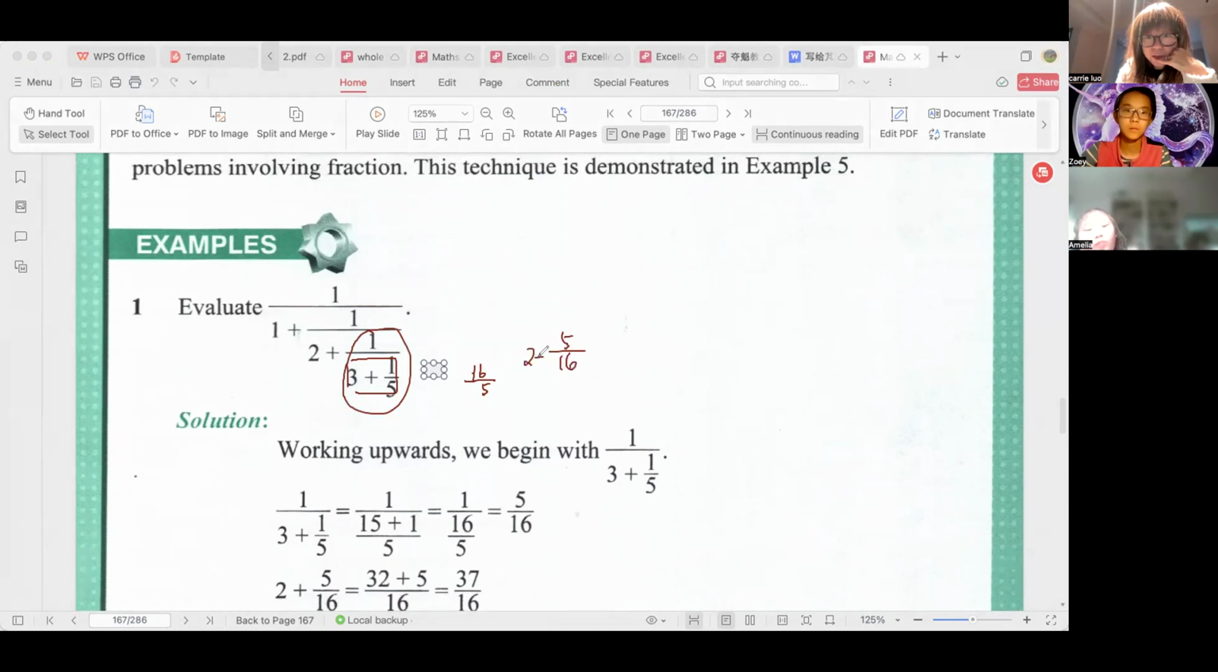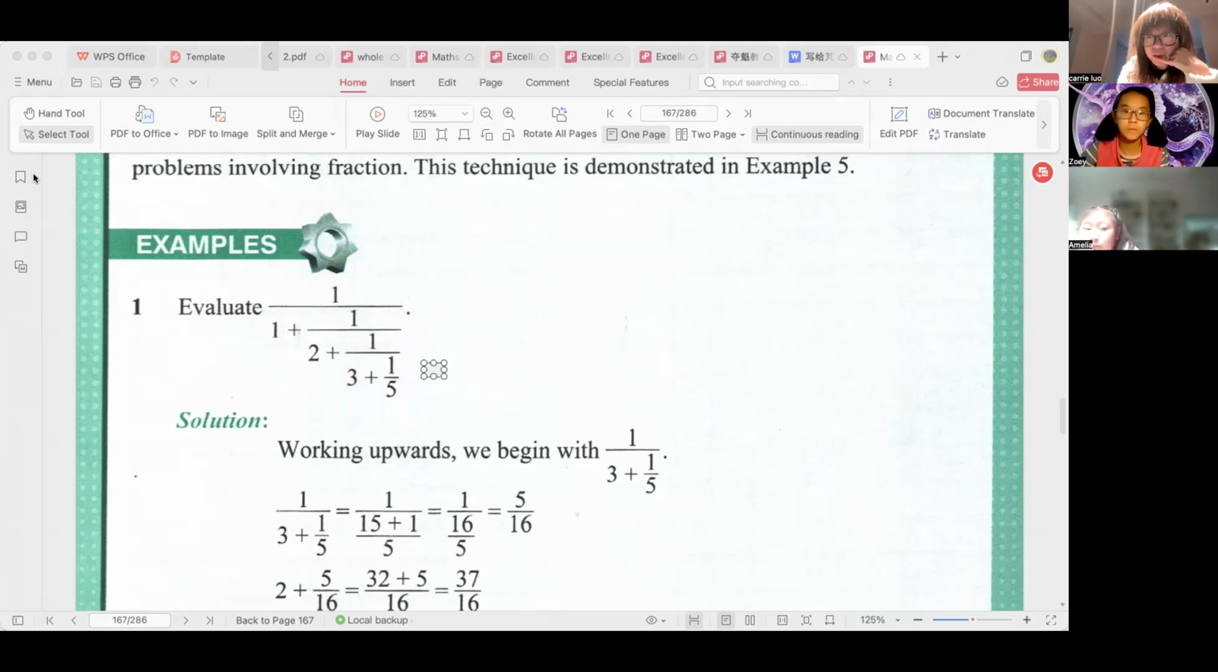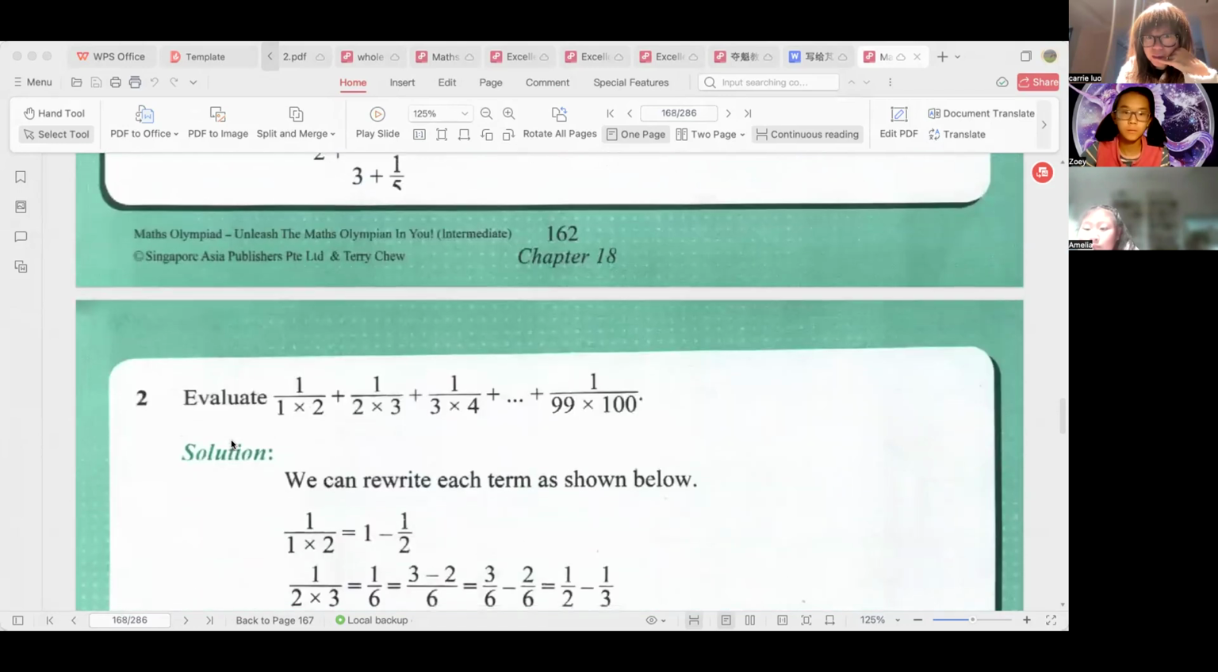And now 2 plus that equals what? Equals 37 over 16. Okay, so 1 over that equals 16 over 37. And now I plus another 1, so it's 1 plus 37 equals 53 over 37, right? And 1 over this guy equals 37 over 53. Get it, Amelia? So there's no hurry. You don't have to be super quick, but you have to be right.